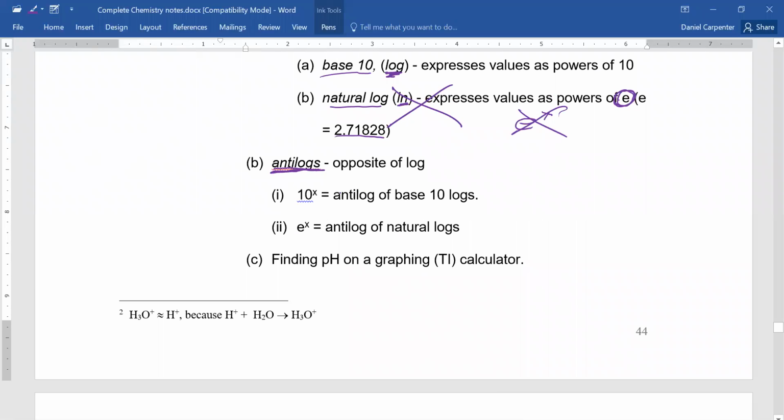So 10 to the x is what we'll be using. Many of you have tried to use the 10 to the x button for scientific notation several times in the past. That's the EE button for scientific notation, which is a second comma. 10 to the x is antilog. We will not be using e to the x.